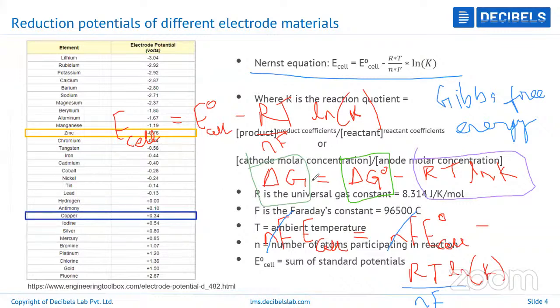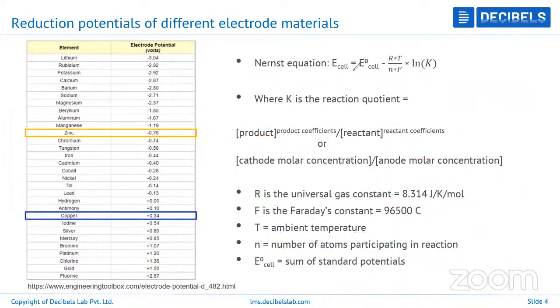Just take a minute or two to write this equation down, and then we'll proceed with understanding each term, and then we'll get to some examples. We'll look at this example: zinc and copper. All right, so I will now clear this.